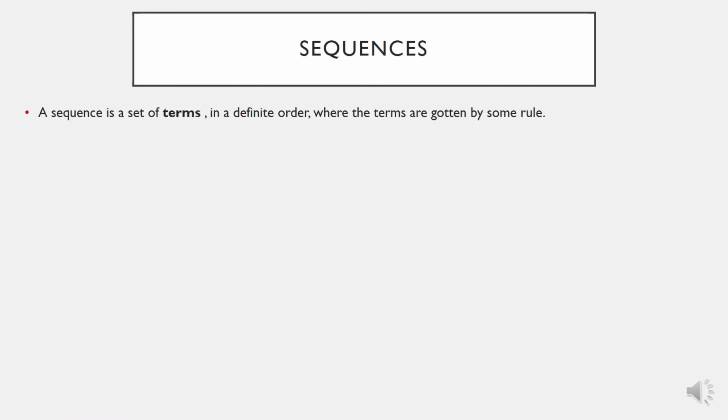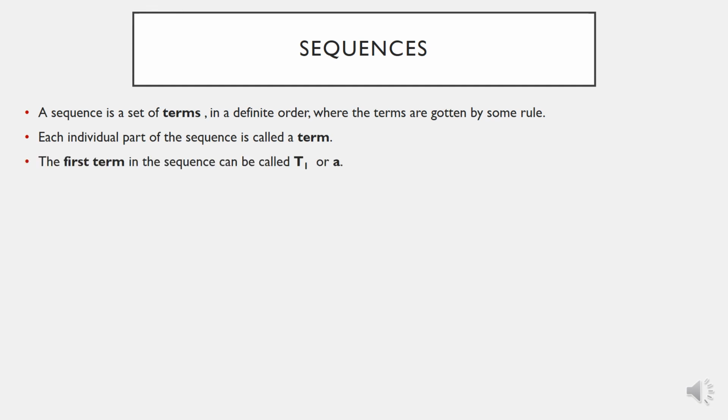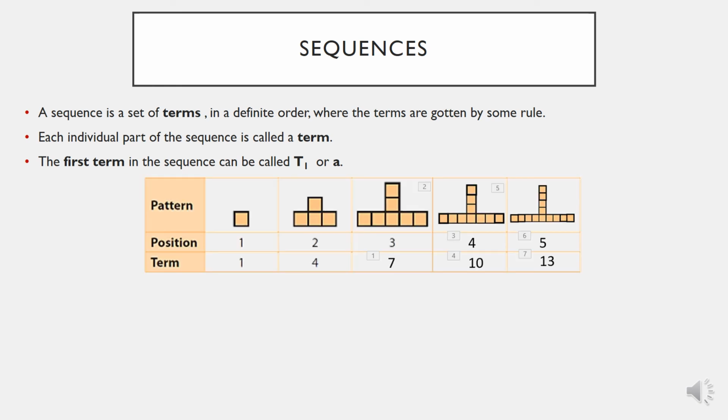Now, here's some words. A sequence is a set of terms in a definite order where the terms are gotten by some rule. Each individual part of a sequence is called a term. The first term in the sequence can be called T1 or sometimes A. So this was the pattern we had on the previous slide, and you can see that the terms are the values, how many boxes.